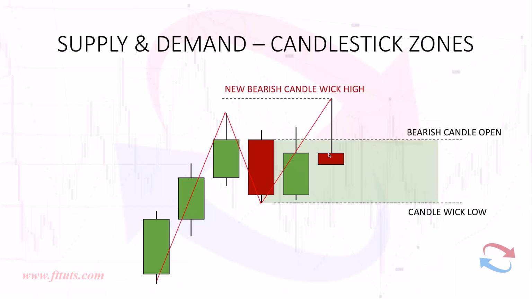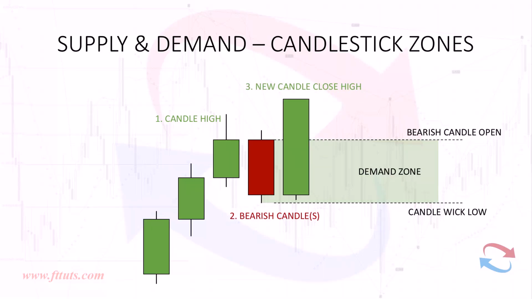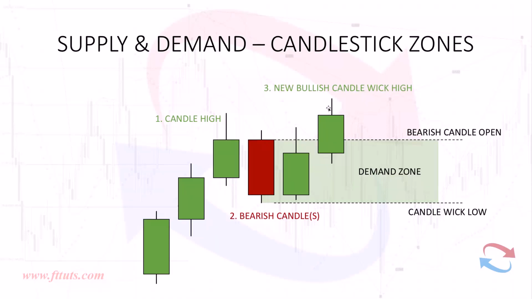So even though it can be drawn, I would prefer not to see a demand zone like this. This is something I will rarely mark on my charts, even though it does count as a demand zone. I really want to see something along the lines of this, or this, where we have a bullish candle close or a bullish candle's wick high.